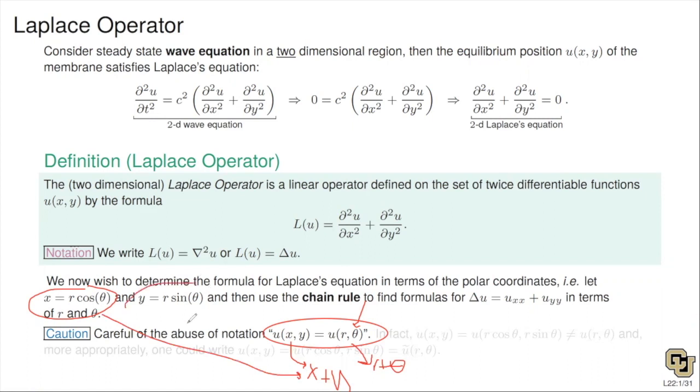And y we should be replacing with r sine theta. So to say u of xy equals u of r theta is just bad notation. My preference is they should use a different letter here or put a tilde on top just to indicate it's not the same formula. It's just the same function, but in different coordinates.